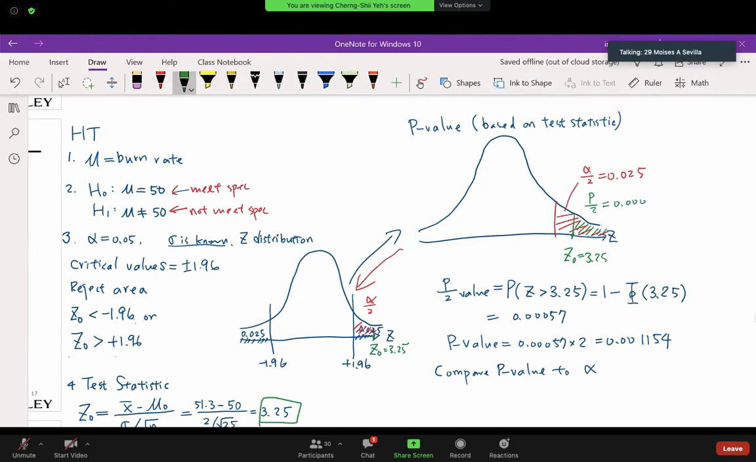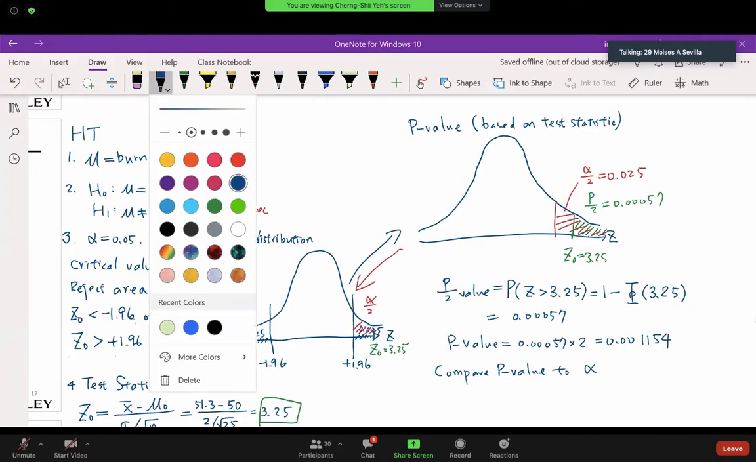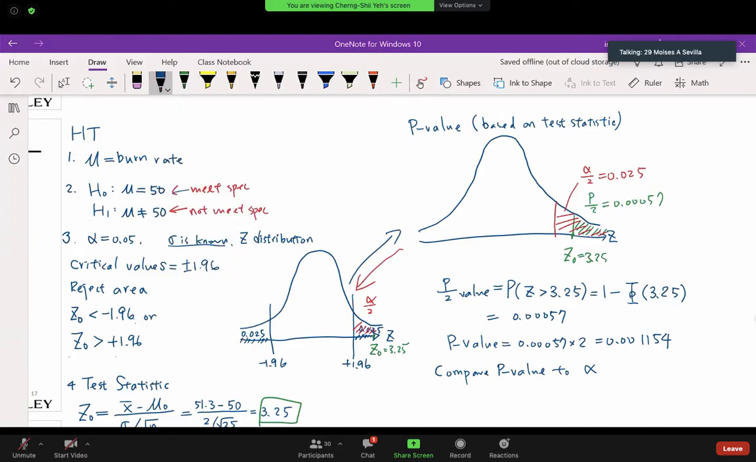0.00057. Professor, alpha goes into p half, right? Does it take part of it as well, or just that piece that you colored red? That's what I colored red, is half of the alpha. Half of alpha, okay. So compare my p-value to alpha.